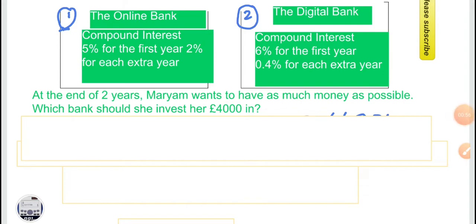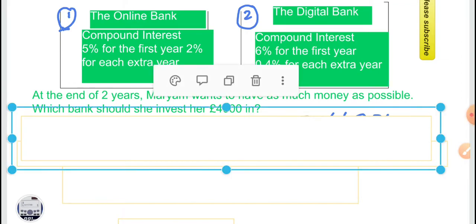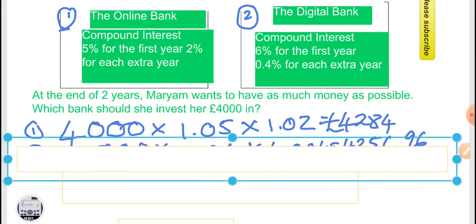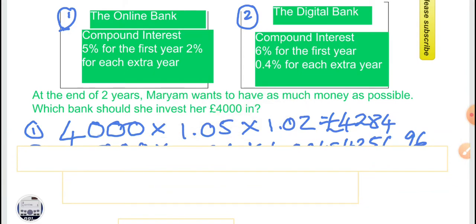So, for the first bank, the online bank, the calculation would look something like this: £4,000, because that's how much she started off with, times by 1.05, because the first year the interest rate is 5%, and the decimal multiplier for 5% increase is 1.05, and the second is 2%, so the decimal multiplier for 2% increase is 1.02. So if you do that in your calculator, you'll get the answer £4,284.